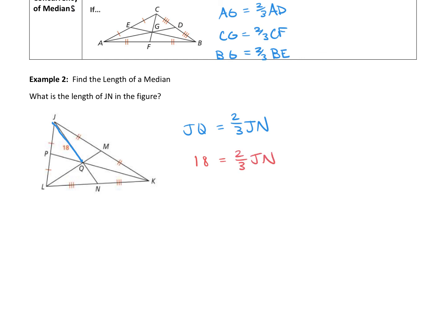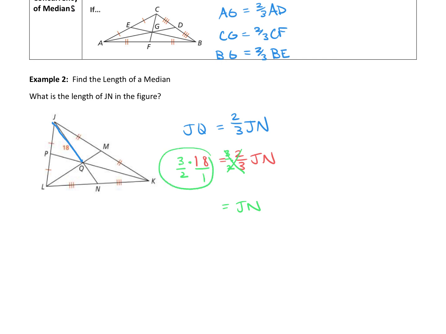Now, because we have 2/3 times just this one segment right here, we can multiply by the reciprocal 3/2 on both sides. What that does is 2/3 times 3/2. If you multiply the numerators and the denominators, you would get 6/6, and 6 divided by 6 is 1. So they basically reduce to 1 and cancel each other out, or they simplify away, leaving you with JN. Now JN is equal to whatever we get here.